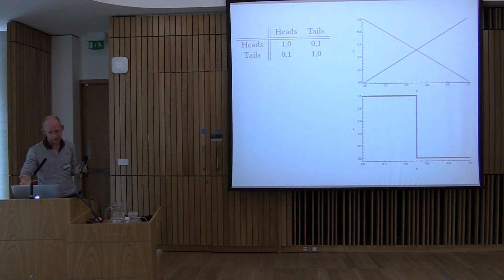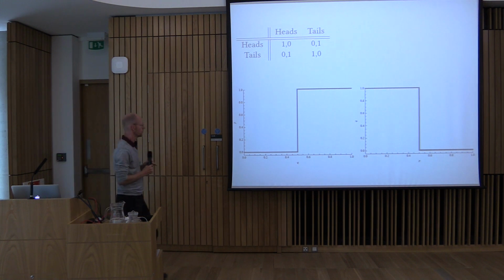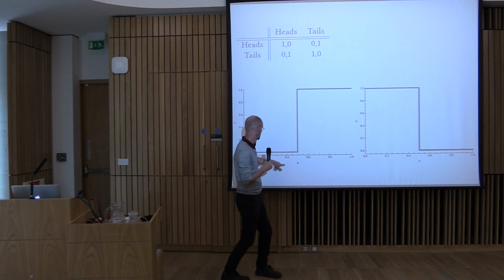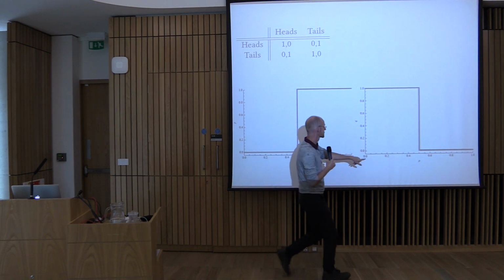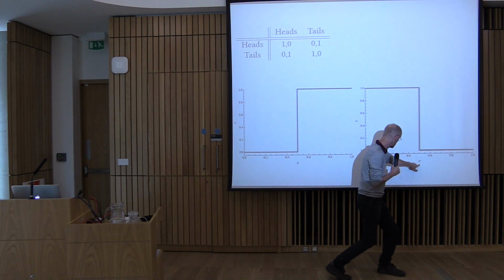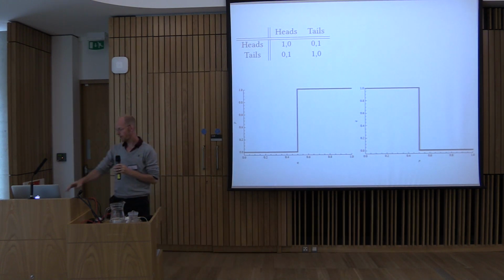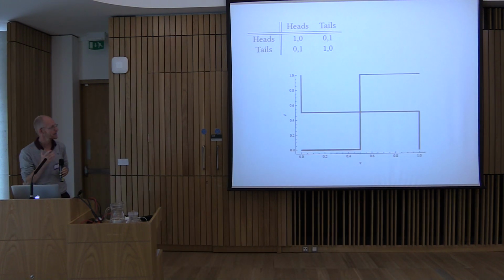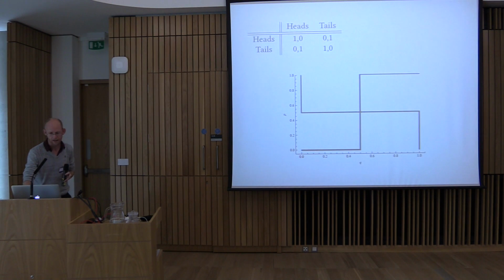Okay. So then you get the same kind of analysis here. And you now see what is the best thing for the row player to do, given Q, and what is the best thing for the column player to do, given P. You have both. And now you can combine them together.